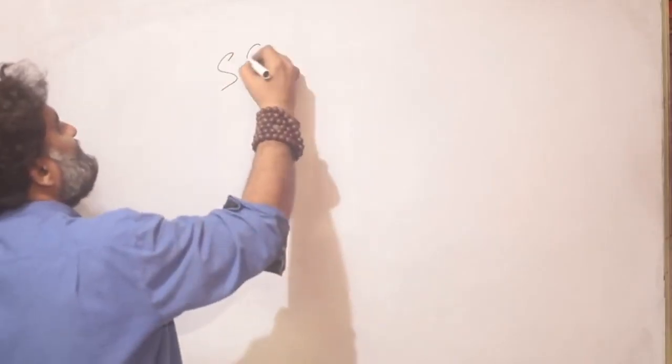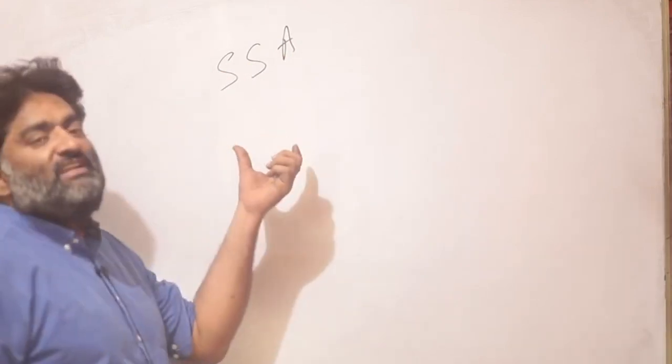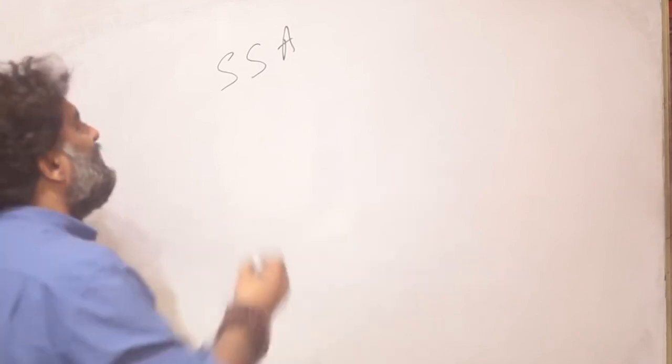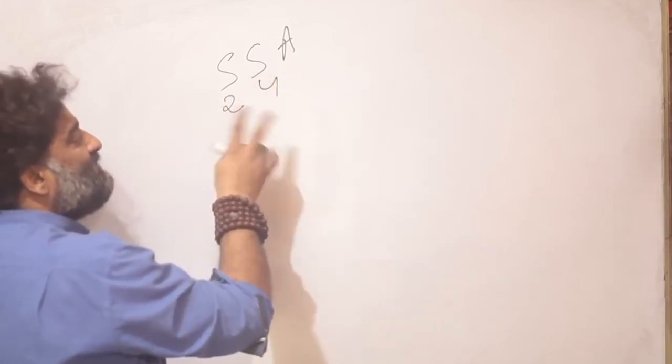So let's quickly try and see whether this will work or not. S, S and A. That means two sides are given, but the angle is not included. It is not the middle angle. And again I say the sides are 2 and 4. Both the triangles, two separate triangles.